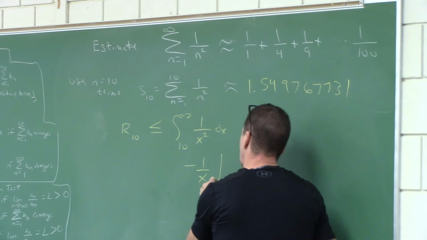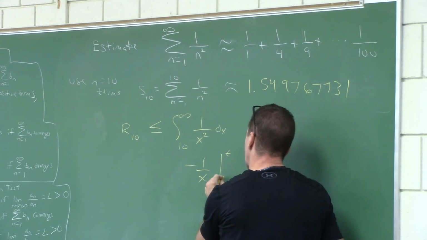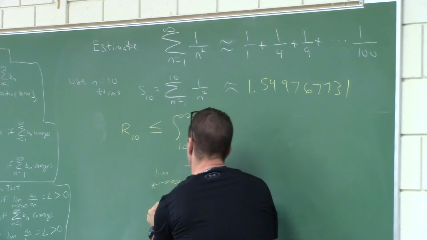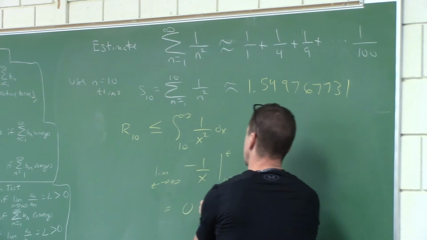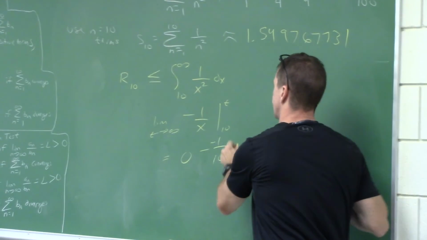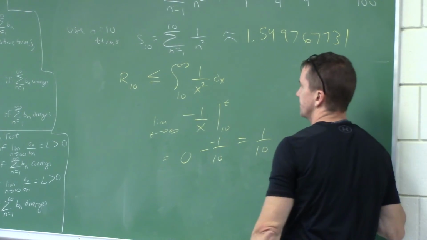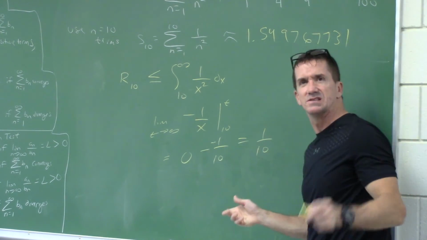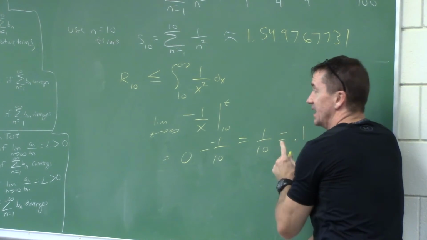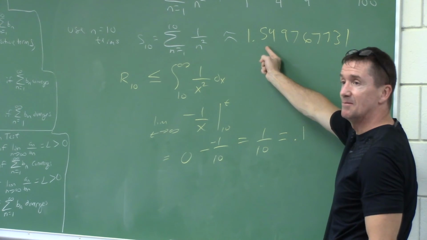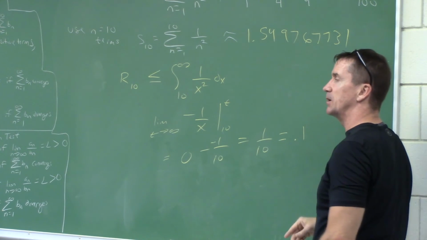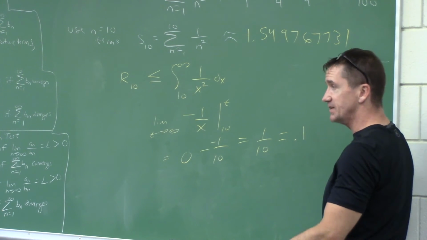That's going to be negative 1 over x, the antiderivative. And I go from t to 10, sending my limit towards infinity. You get 0, minus negative 1 over 10, which becomes 1 over 10. What's that as a decimal? 0.1. This is what we're saying: this was pretty close to the actual sum. We know the error is within 0.1. Pretty cool, huh? That's 1 decimal place.